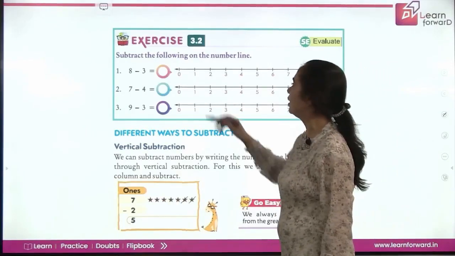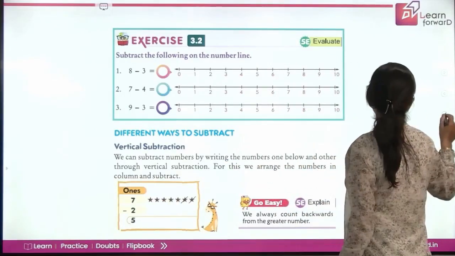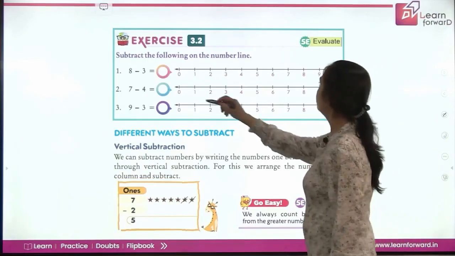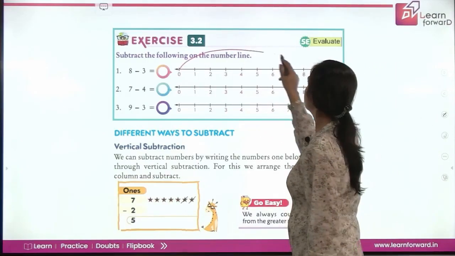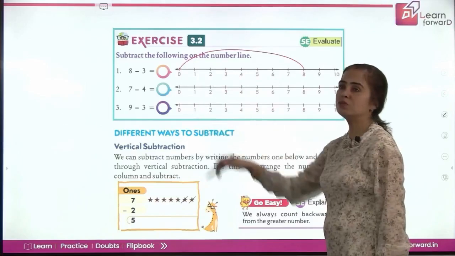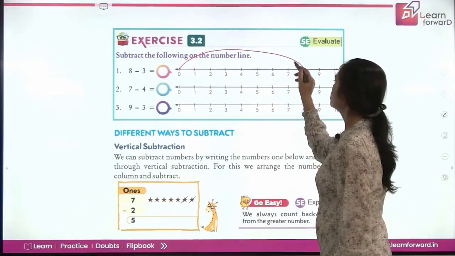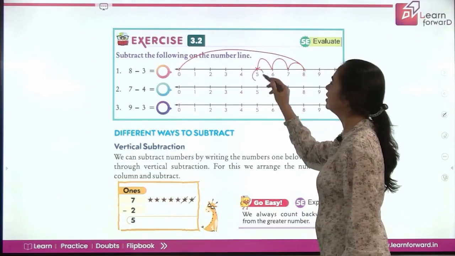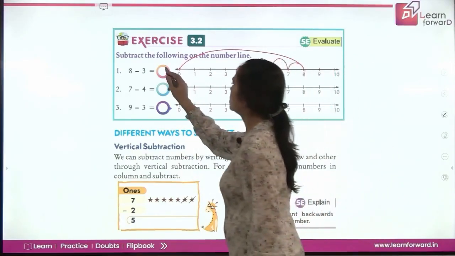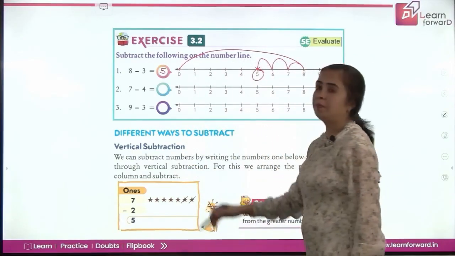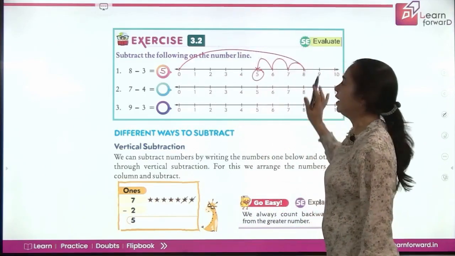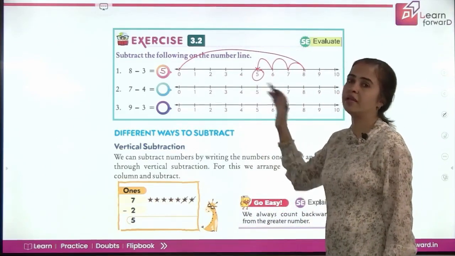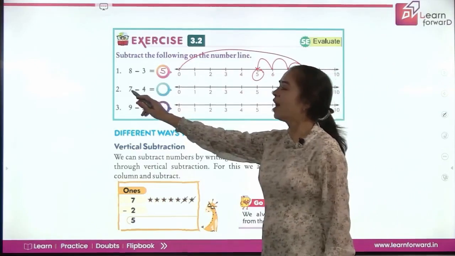Let's do one part here. So 8 minus 3. You can jump to number 8. And then how many steps will you go back? 3. So 1, 2, 3. What is your answer? 5. Very good, children. Now, in place of jumping from 0 to 8, you can directly start from 8 and go backward also. You have 7.